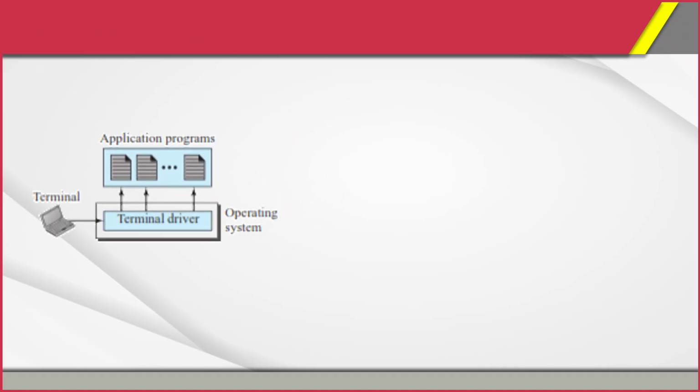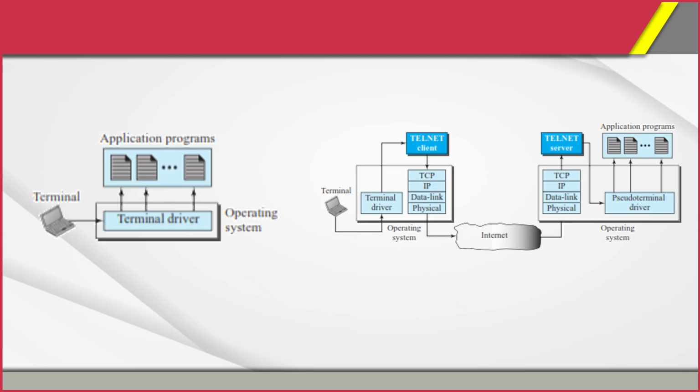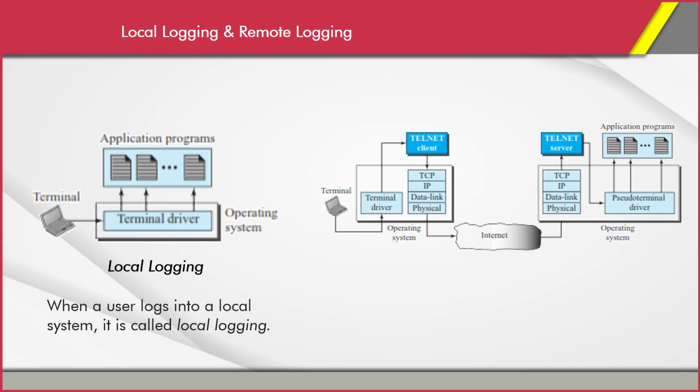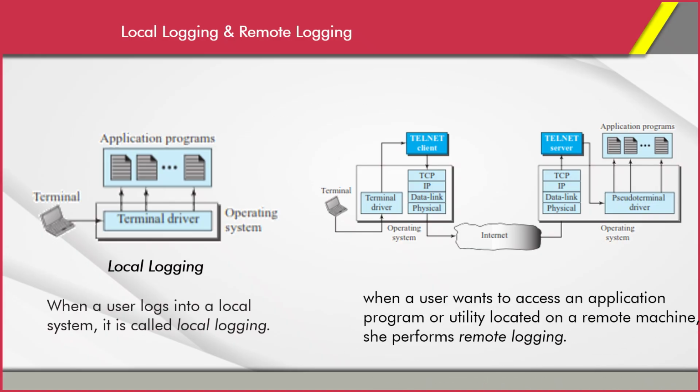As a user types at a terminal or at a workstation running a terminal emulator, the keystrokes are accepted by the terminal driver. The terminal driver passes the characters to the operating system. The operating system in turn interprets the combination of characters and invokes the desired application program or utility. I'm just explaining the details of the diagram present here, that is the local logging diagram.